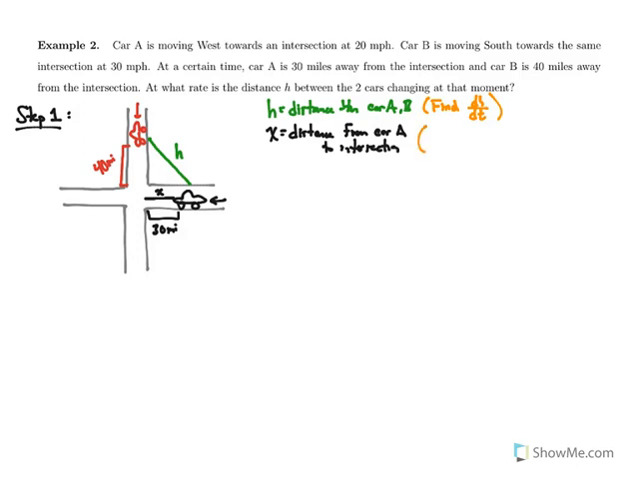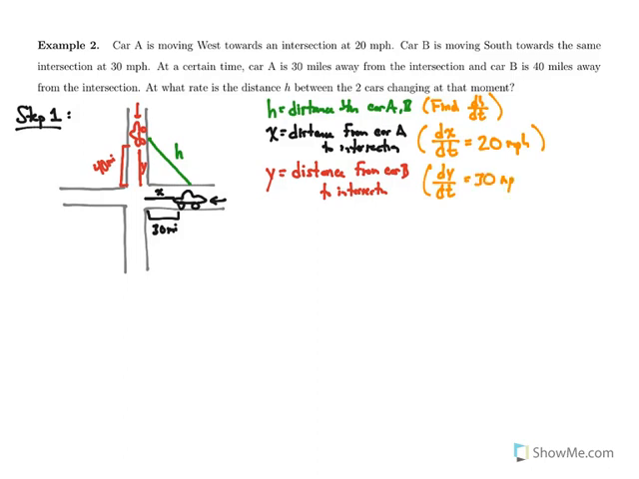And note that we have that the derivative dx/dt is equal to 20 miles per hour at that time. Y is going to be the distance from car B to the intersection. And note that we have that dy/dt is equal to 30 miles per hour. So here we're given the rate of two different variables, and we're trying to find the rate of a third variable at a certain time.